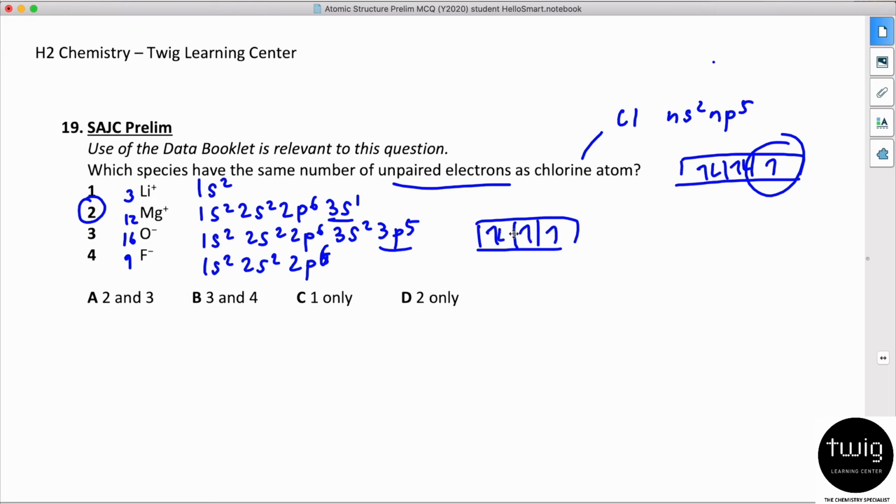1, 2, 3, 4, 5. So there's actually one unpaired electron. So this is definitely correct. 2p6, right? So there's no unpaired electron. So the answer must be 2 and 3. Okay, that's for question 19.